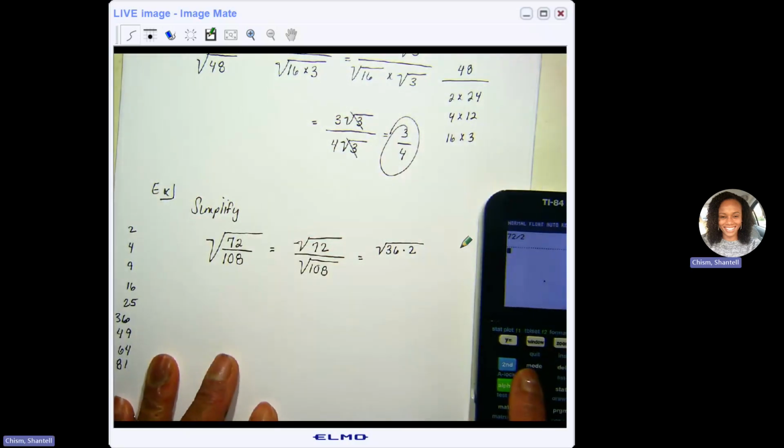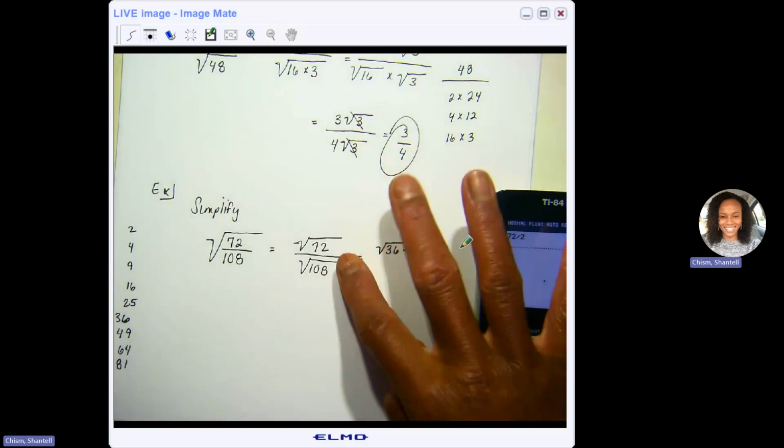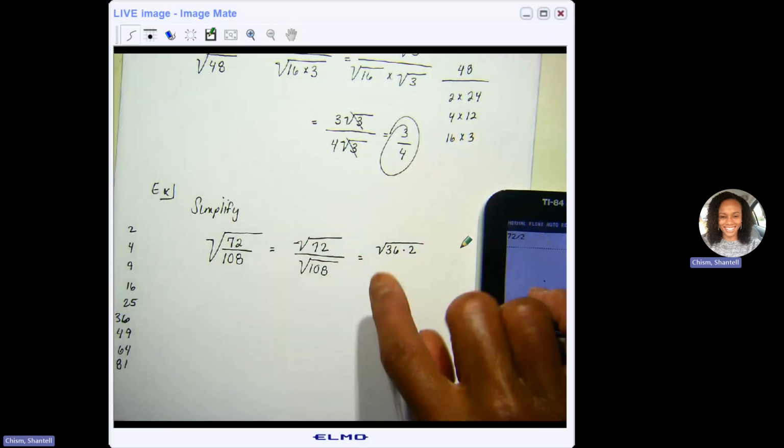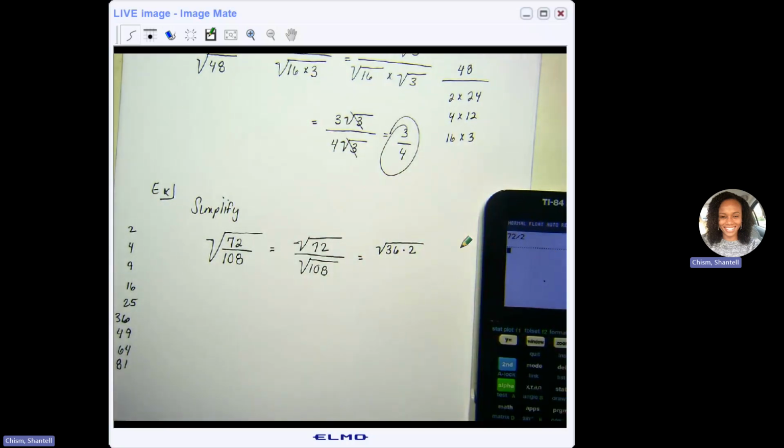Okay. Now, sure, 8 would have gone into it, 9 would have gone into it, but I'm looking for the largest perfect square factor because you've got to simplify it completely. Simplify it all the way.